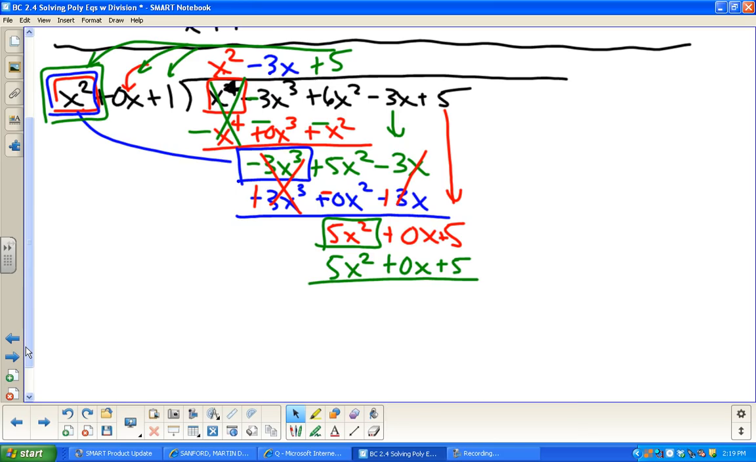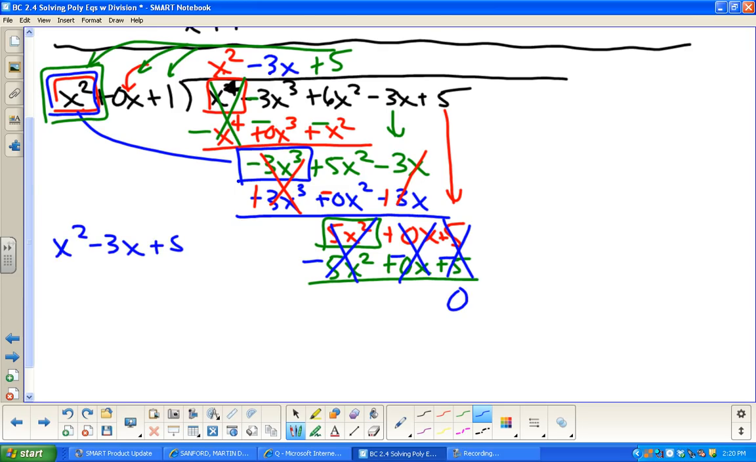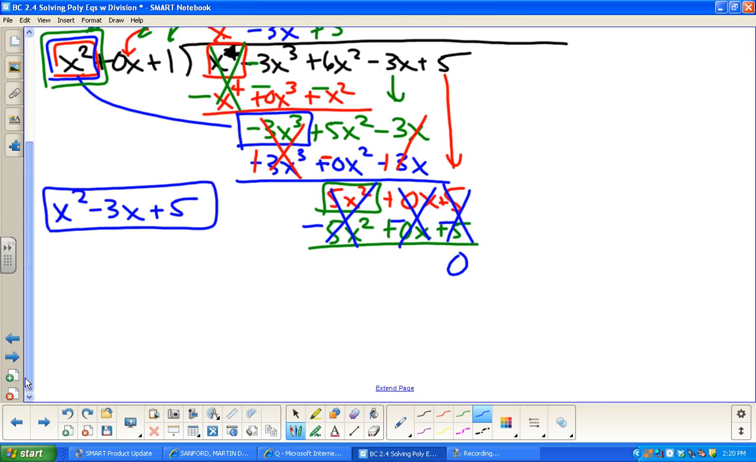Okay, and again, I need to add the opposite, so I'm going to make all of these opposite. 5x squared minus 5x squared is 0. That's 0, and 5 plus negative 5 is 0. So this actually had 0 remainder. Okay, so the answer for this division, the quotient, is that.